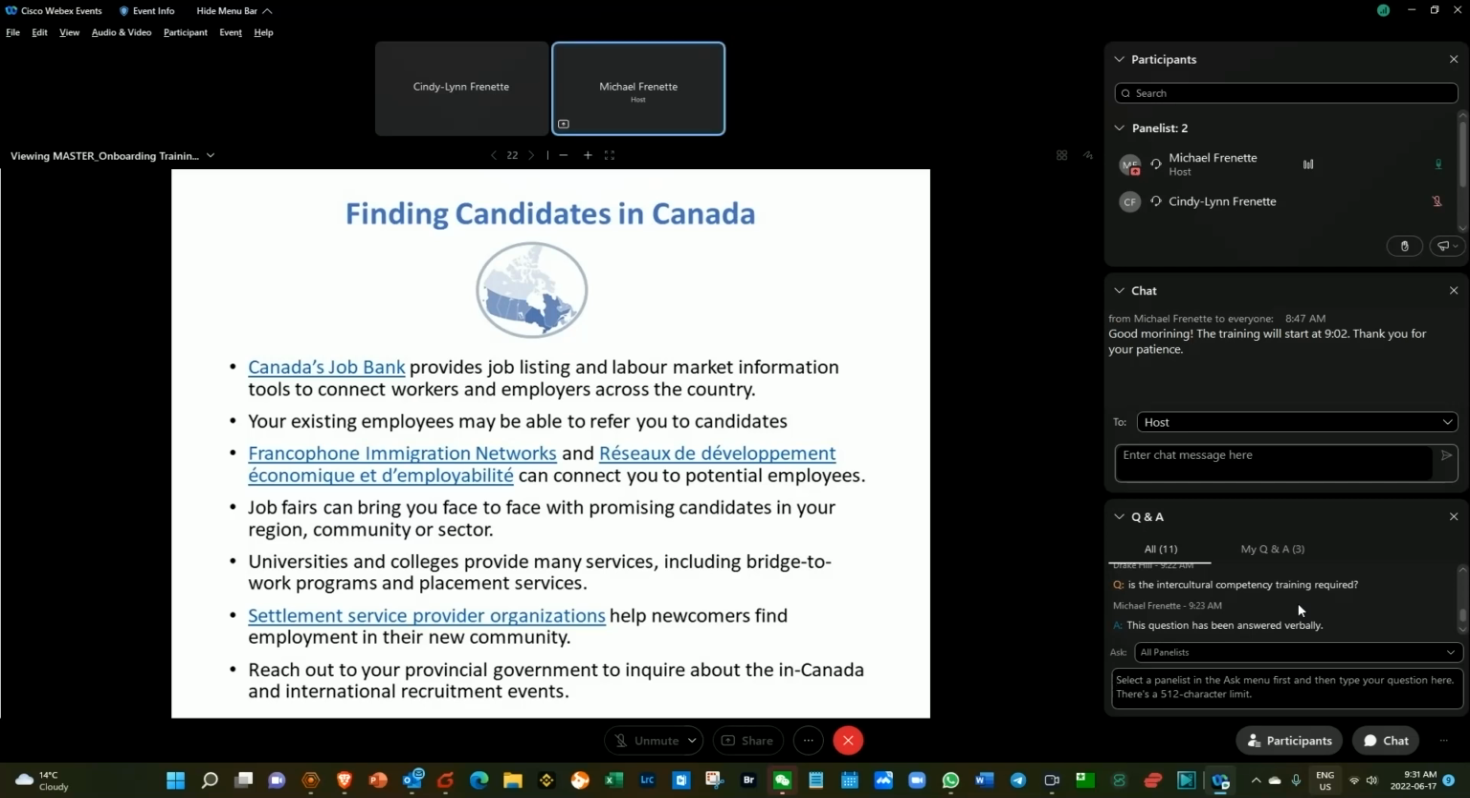Job fairs across the country can bring you face-to-face with promising candidates in your region, community, or sector. We often forget, but universities and colleges provide many services, including bridge-to-work programs and placement services that can connect you with newly graduated students. And last but not least, Settlement Service Provider Organizations. They help newcomers settle in Canada and also find employment in their new communities. So they can often connect you with job-ready newcomers that are ready to work and are looking for work.